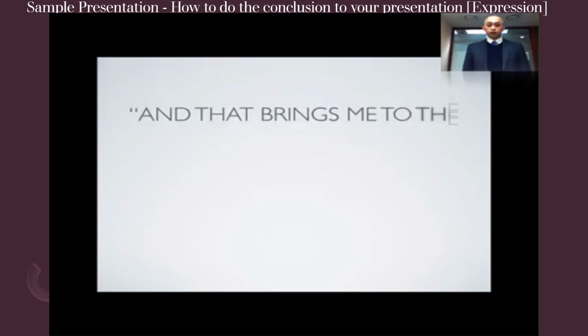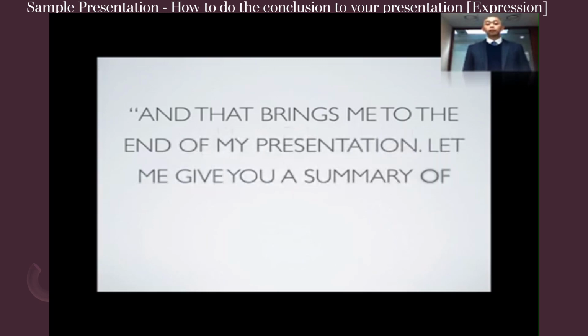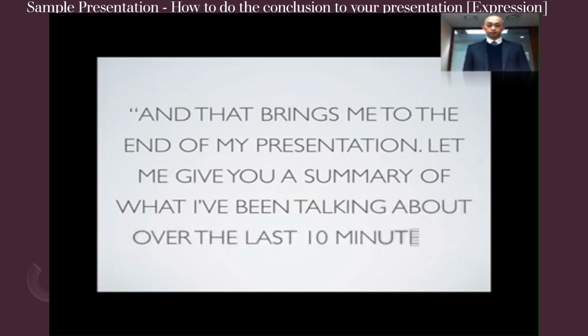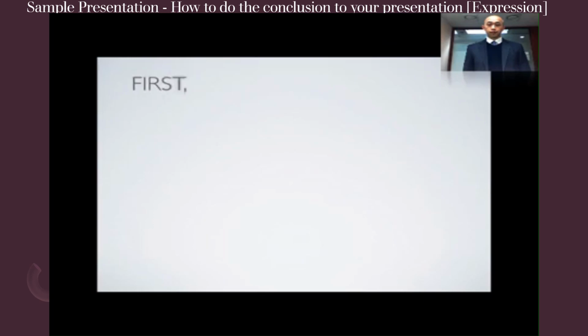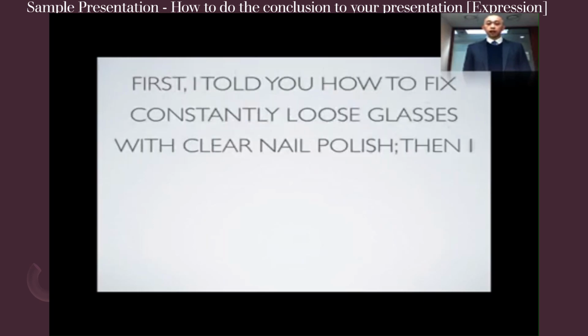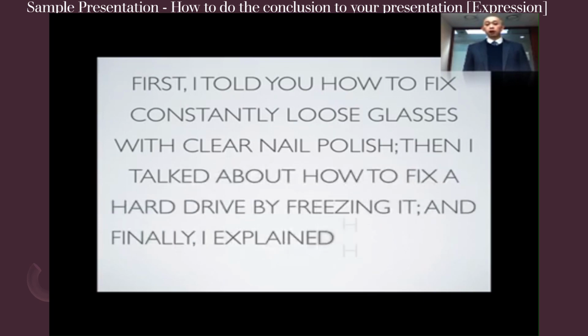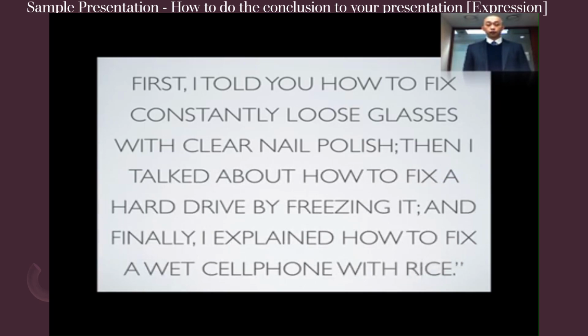And that brings me to the end of my presentation. Let me give you a summary of what I've been talking about over the last 10 minutes. First, I told you how to fix constantly loose glasses with clear nail polish. Then I talked about how to fix a hard drive by freezing it. And finally, I explained how to fix a wet cell phone with rice.